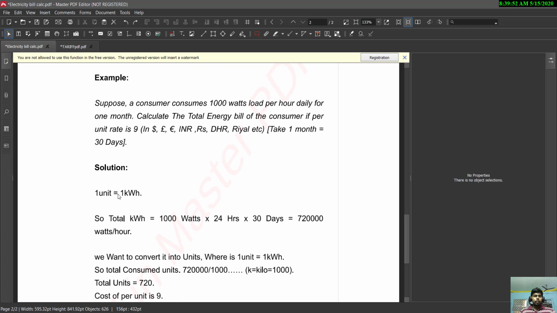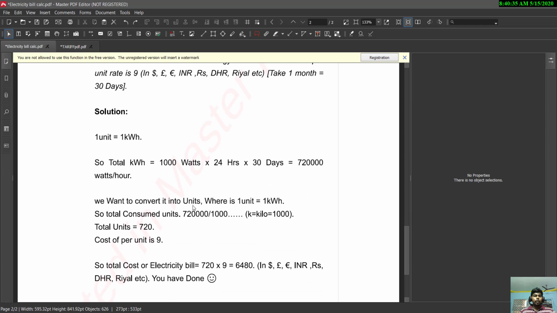The solution is, we all know 1 kilowatt hour is equal to 1 unit. Here it is given that 1000 watts of power, so total kilowatt hour is equal to 1000 watts into 24 hours per day, and for 1 month, that is taken as 30 days. Therefore 1000 watts into 24 hours into 30 days is equivalent to 7,20,000 watt hours.